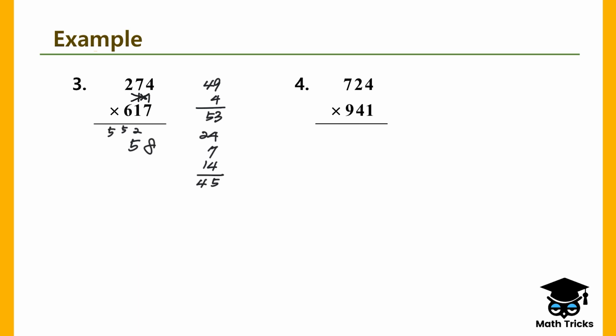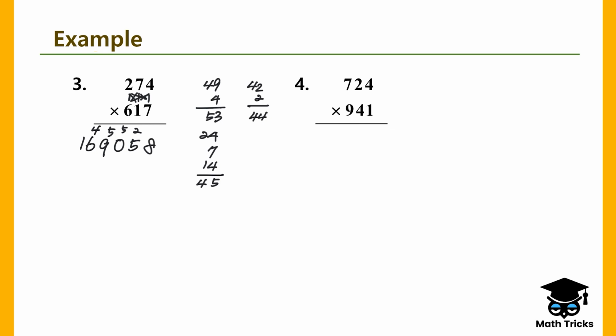So 50, right? Here, 7 times 6, 42. 2 times 1, 2. Sum of these two, 44. 44 plus 5, that's 49. So 49, right? And last, 2 times 6, 12. 12 plus 4, that's 16. So 169058 is the answer.